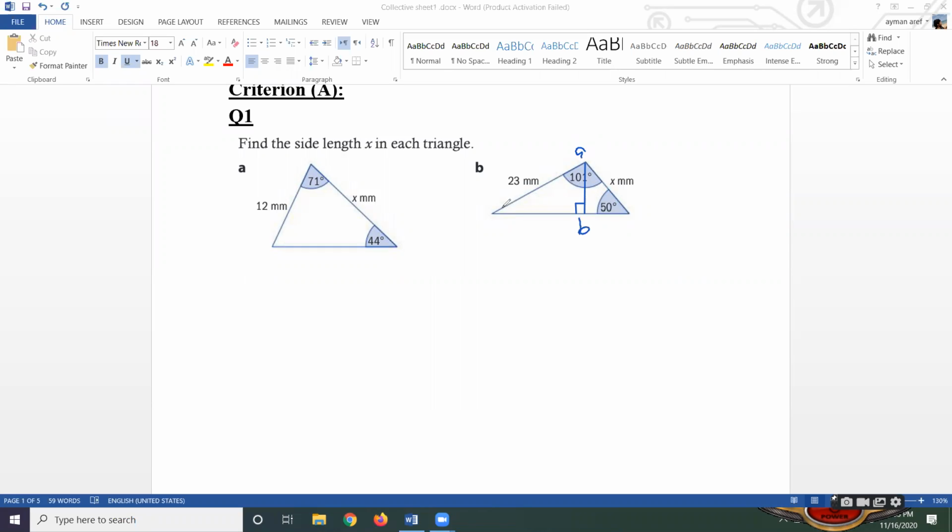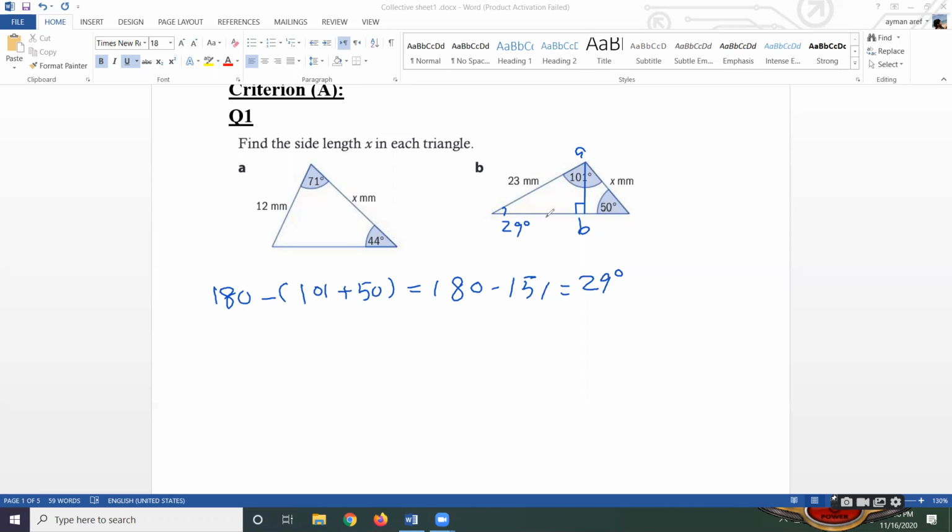And we can calculate the size of this angle. It will be 180 minus 101 plus 50, then it will be 180 minus 151, and the answer will be 29 degrees. Then the size for this angle will be 29 degrees. Okay, now I have this angle. I need to find the value of the opposite, which is the length of AB, to determine the length of x.